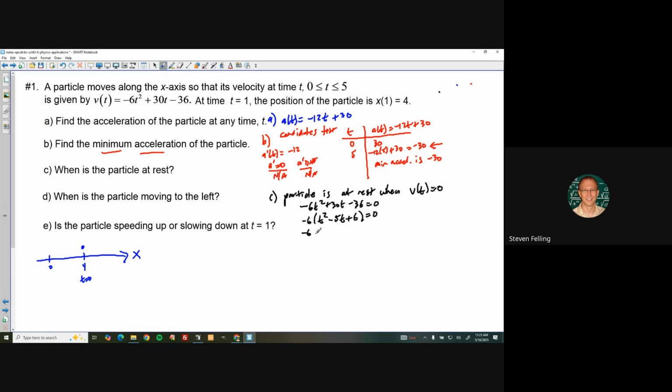And then, does this factor? I think so. That's going to be t is, let's see, is that factorable? Multiplies, yeah, 2 and 3, right? Negative 2, negative 3. So that would add up to negative 5, plus 6, yes. Okay. So there are 2 times when that occurs, at t equals 2 and at t equals 3.